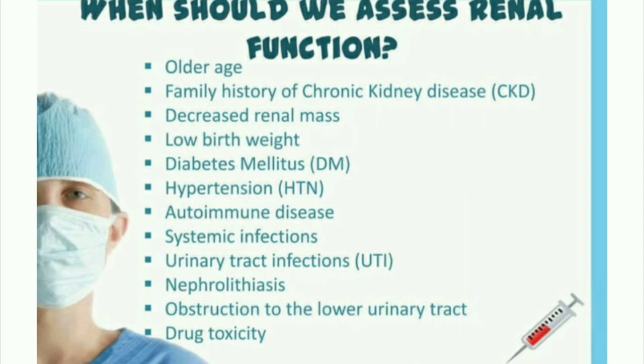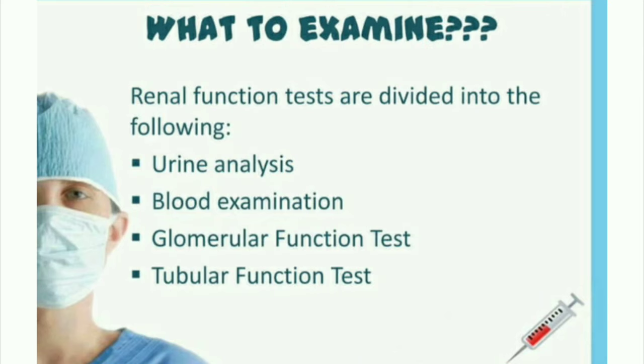When should we assess renal function? In older age, family history of chronic CKD, decreased renal mass, low birth weight, diabetes mellitus, hypertension, autoimmune disease, systemic infections, urinary tract infections, nephrolithiasis, obstructions to the lower urinary tract, and drug toxicity.